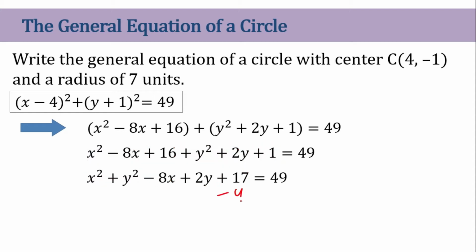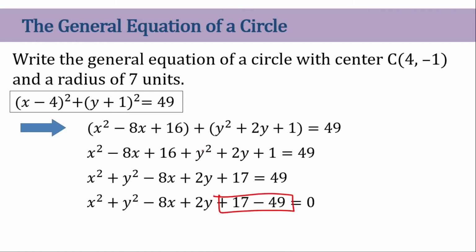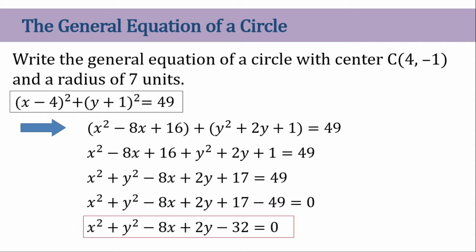Now let's subtract 49 on both sides to eliminate this one and to make it 0. So now we have this as our equation. Now let's combine like terms. If we combine these two, we'll have this as our general equation. Now we have our general equation of the circle.